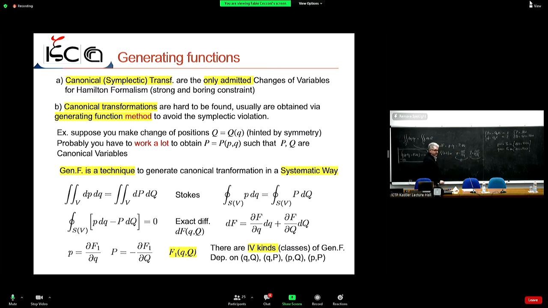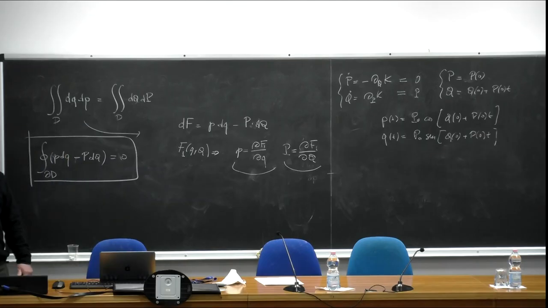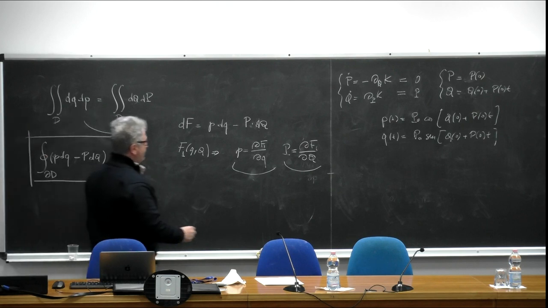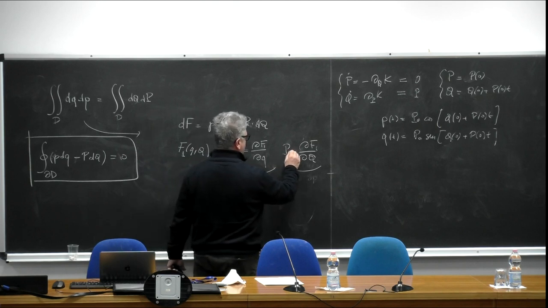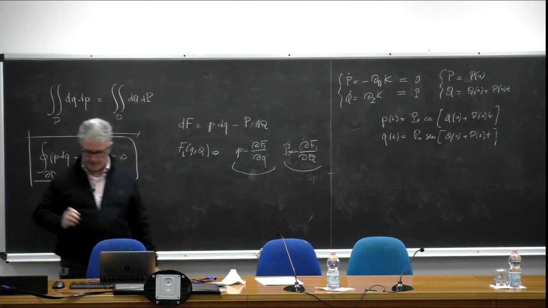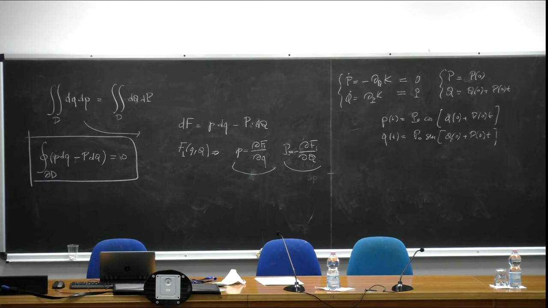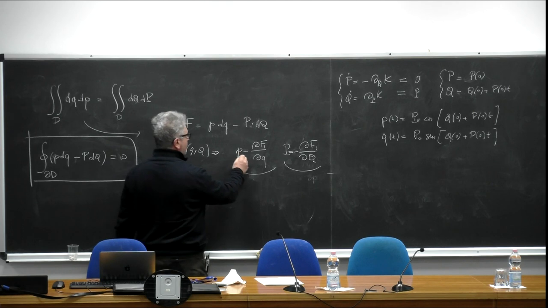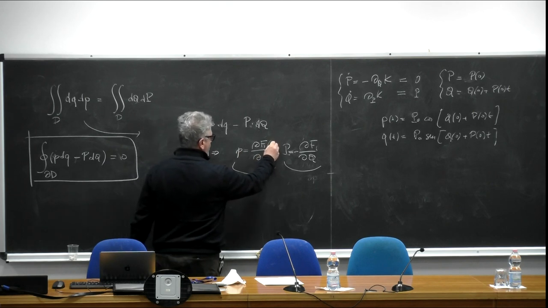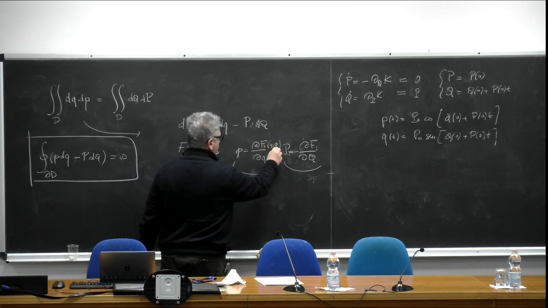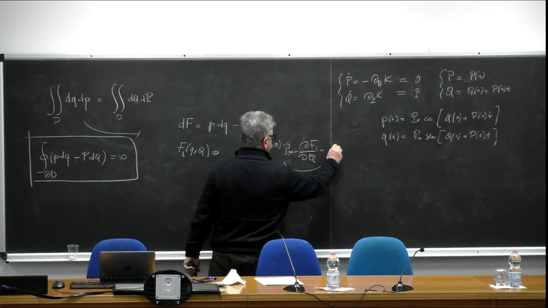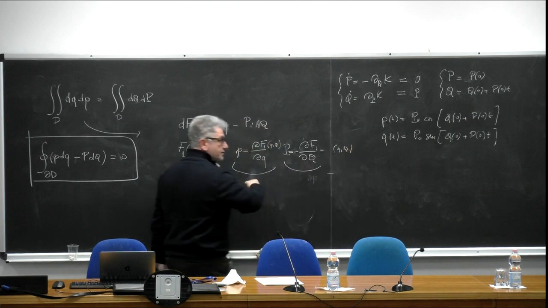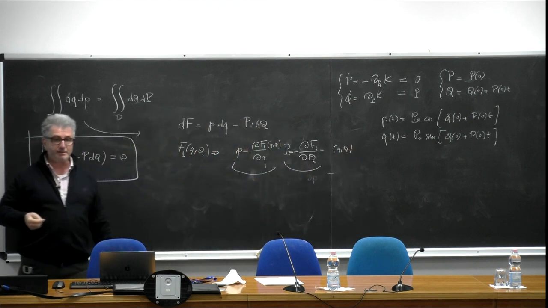I can invert this, and I can, oh, yes? Equal to minus, yes, sorry. Thank you. And this is your canonical transformation, because you have P as a function of q and capital Q. You invert, of course, and you have, yes, please?